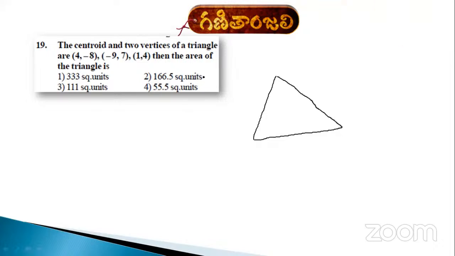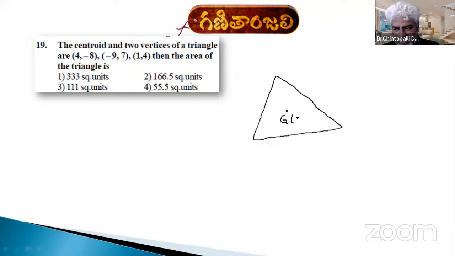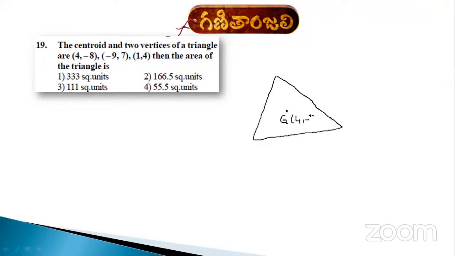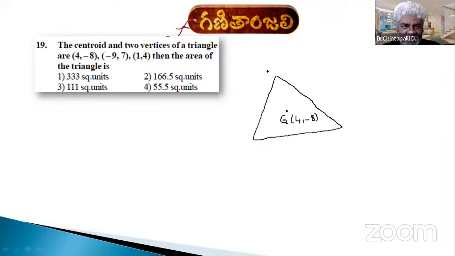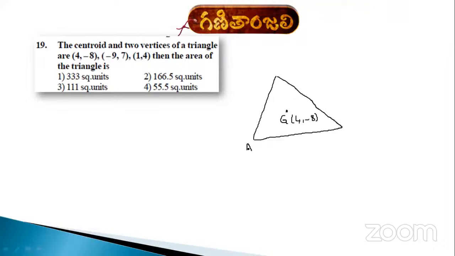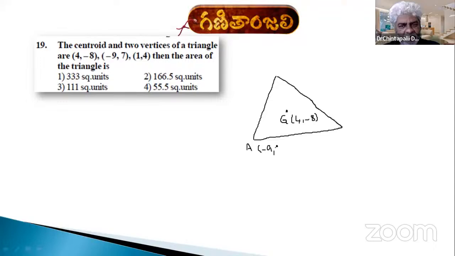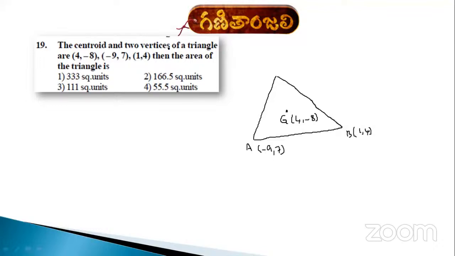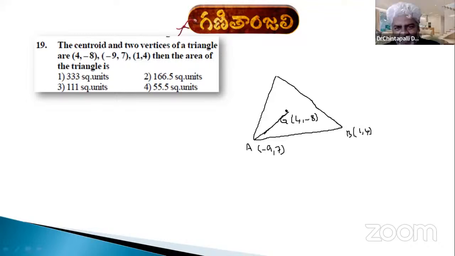It is the centroid, right? It is the centroid, G. 4 comma negative 8. And the two vertices are what? Negative 9 comma 7, very good, and 1 comma 4. Yes. Actually, what is asked? The area of the triangle is asked, right? Yes. In the first stage, we can find the area of triangle AGB.